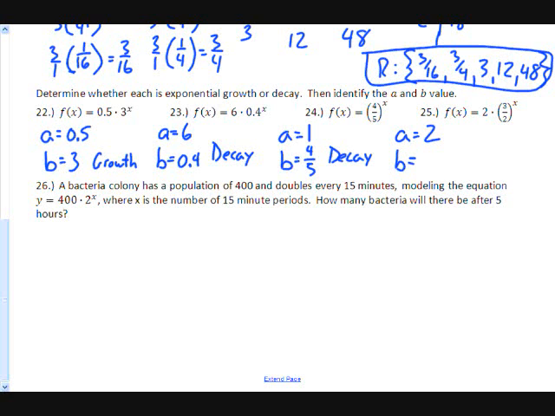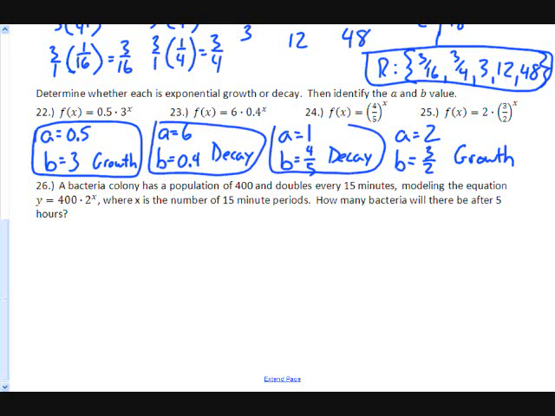And then the last one, the a value is the 2. The b value, the thing being raised to the power, is the 3/2. The b value is greater than 1, even though it's a fraction. That fraction is equal to 1.5, so the b value is greater than 1. So this one's going to be growth. And that's it. Identify A, identify B, use the B value to determine whether it's growth or decay.